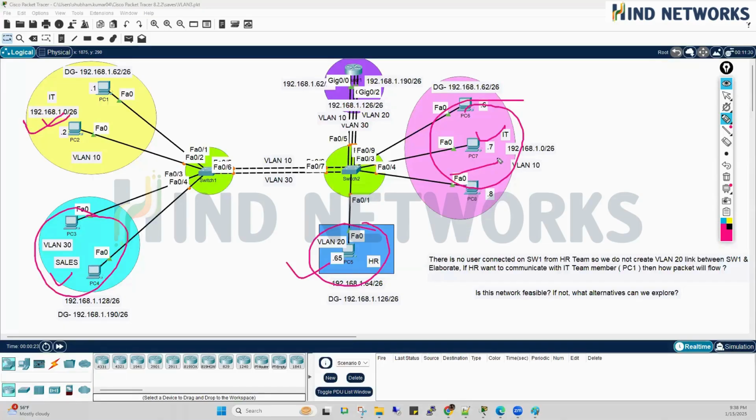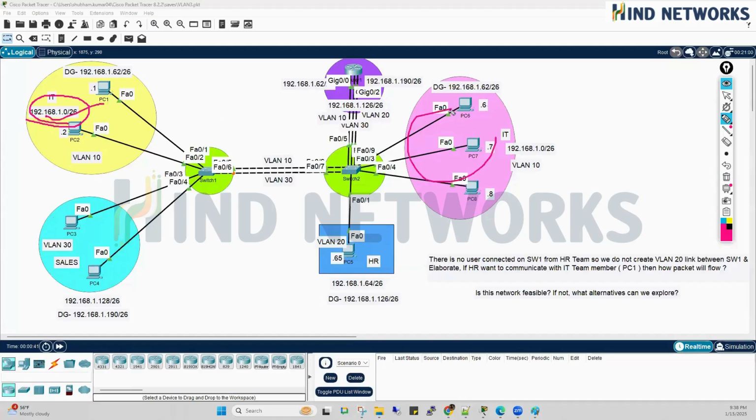Getting my point, everyone? Yes or no? Right now, that is in a different network. Clear? So here we are using 192.168.1.0/26. Here we are also using 192.168.1.0/26. It means both are in the same department. So here and here we are using the same network ID. There is no problem. But here and here, both are in a different one.